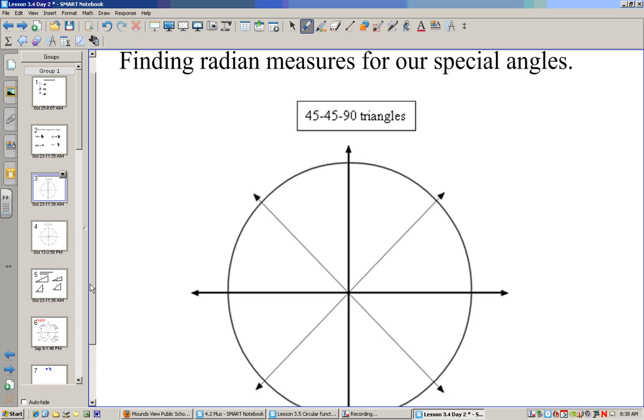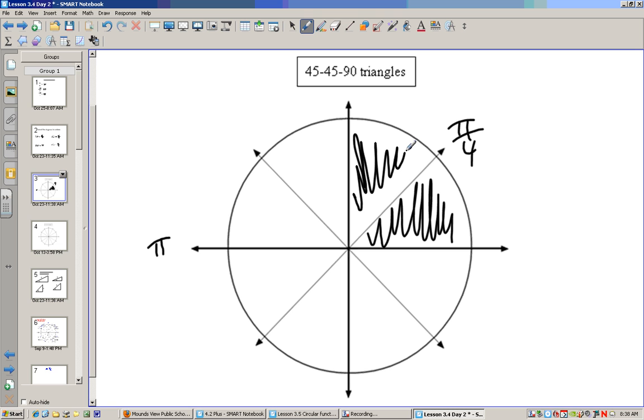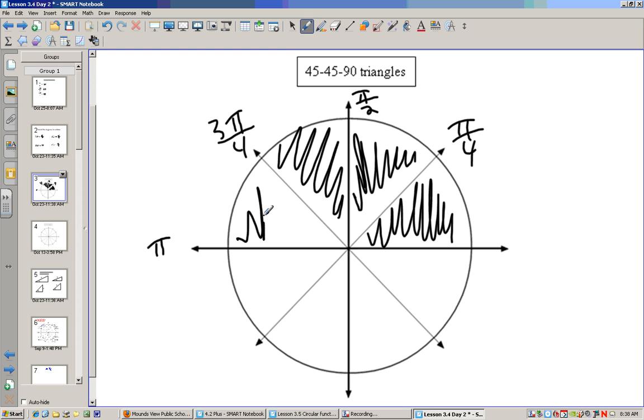Now if I want to find the radian measures for our special angles here, I take from 0 to pi and I divide it into 4 equal sections. The first section is pi over 4. The second section is 2 pi's over 4, which is just pi over 2. The third section is 3 pi over 4. And the fourth one, I color in 4 pi's, so that's pi.